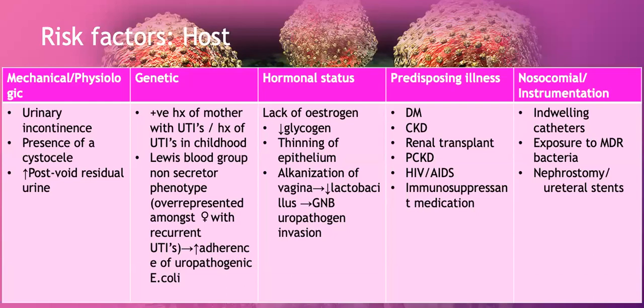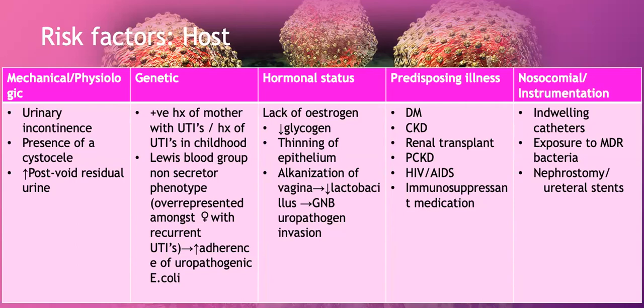And then in terms of host factors, they can be divided into mechanical or physiological factors. Physiological factors include urinary incontinence, presence of a cystocele, and increased post void residual urine. And then in terms of genetics, as I said before, if you have a mother who's had UTIs or has a history of UTIs in childhood, the Lewis blood group non-secretor phenotype tends to be overrepresented amongst females with recurrent UTIs, which then causes increased adherence of uropathogenic E. coli.